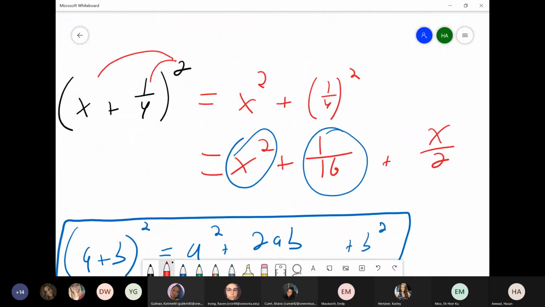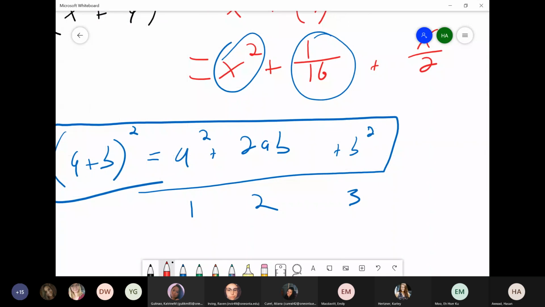Now we can say, okay, we've done our distribution. If you did it via foiling, fantastic, and you end up with x squared. Generally we put the x term before the constant. So reading it that way: x squared plus x over 2 plus 1/16, right?